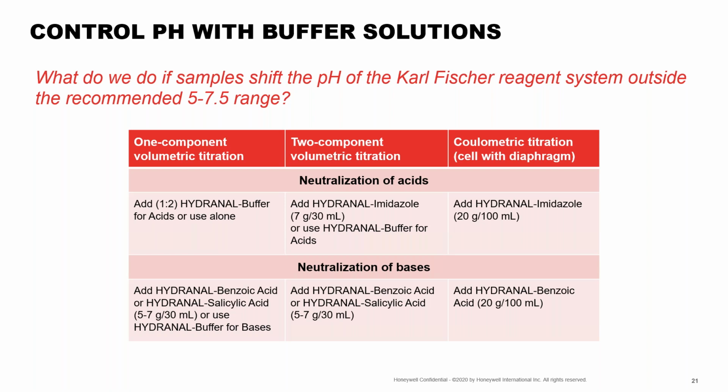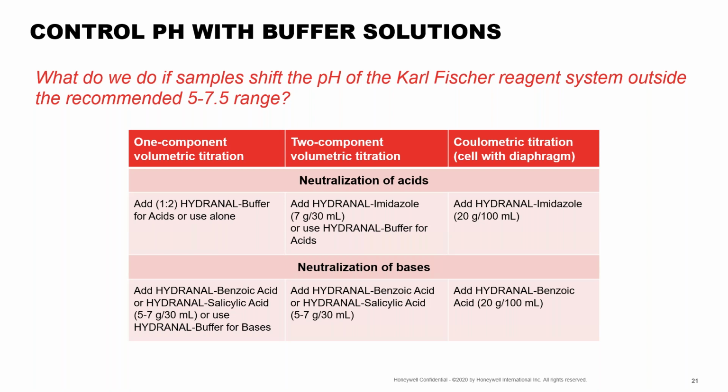You can use buffer for acids, which just has that imidazole premix to the recommended ratios with the rest of the Karl Fischer components. For coulometric cells with a diaphragm, we don't recommend using that buffer for acid, but you can always add imidazole in directly to shift that pH back up to exactly where you want to be, 5 to 7.5.